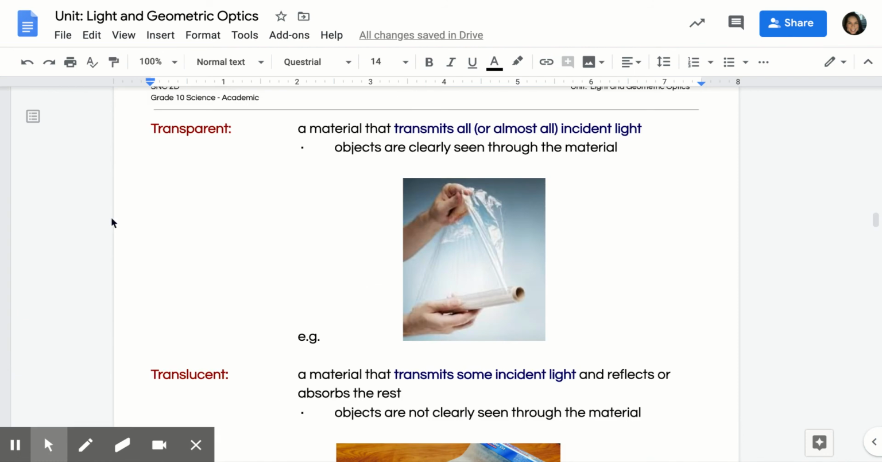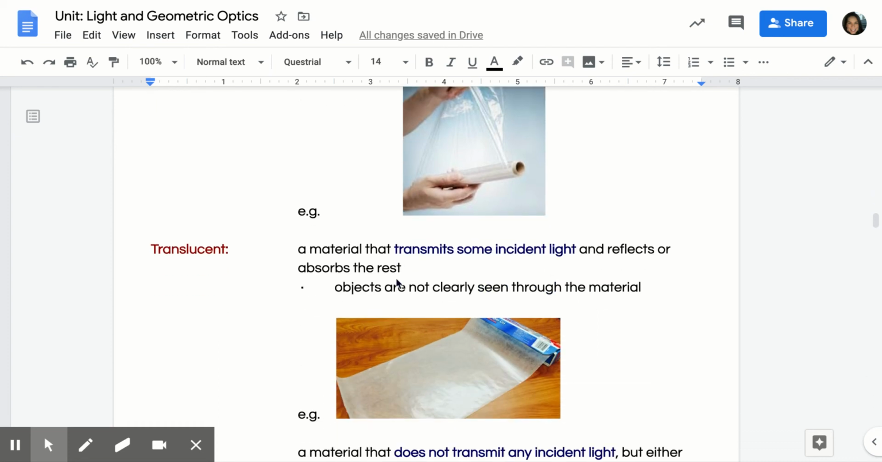Transparent. So remember that transparent is any material that's going to allow all of the light to go through it. So basically what that means is that it's going to transmit all or almost all incident light, and we can actually see through these materials. So something like, I almost said tinfoil, but that's not what I mean. Saran wrap, you can look right through saran wrap, which is great because if you're hunting around in your fridge, you want to know what to eat, you want to be able to look at it.